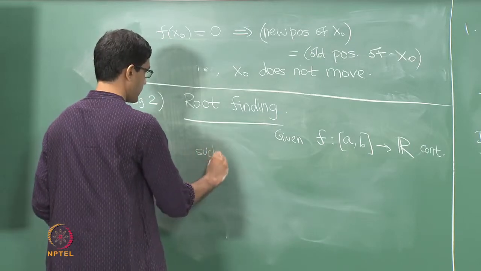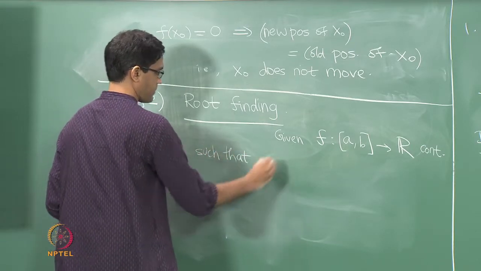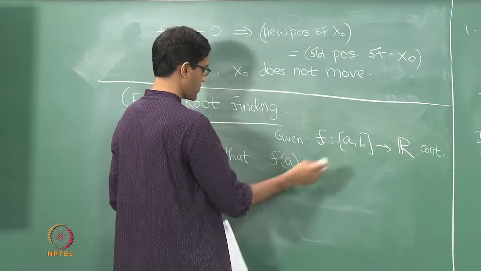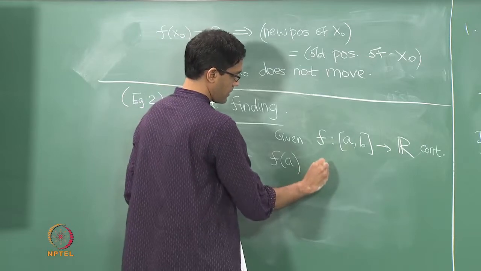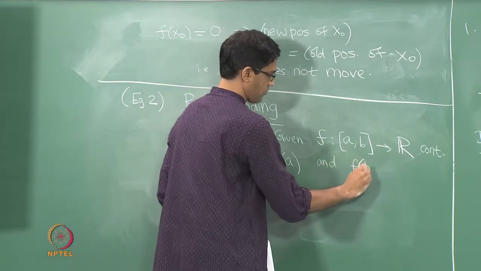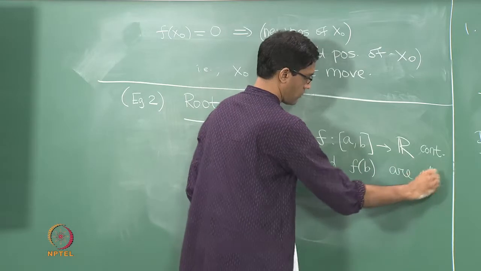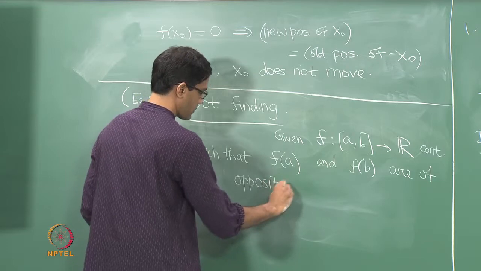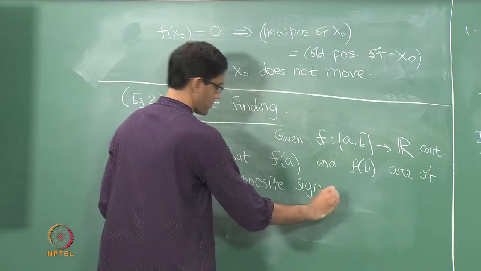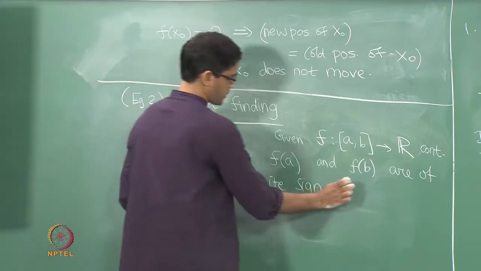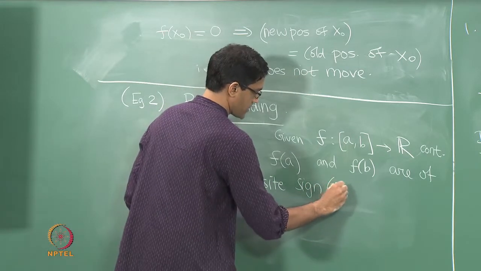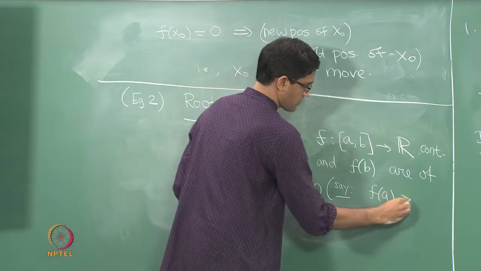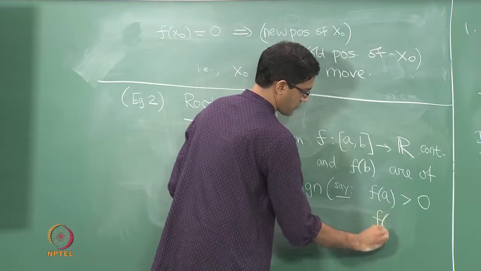And with an additional property such that at the endpoints f of a and f of b are of opposite signs. In other words, let us say it is positive on the left endpoint and negative at the right endpoint. So I can always assume, let us make the following assumption: let us say that f of a is positive, f of b is negative.